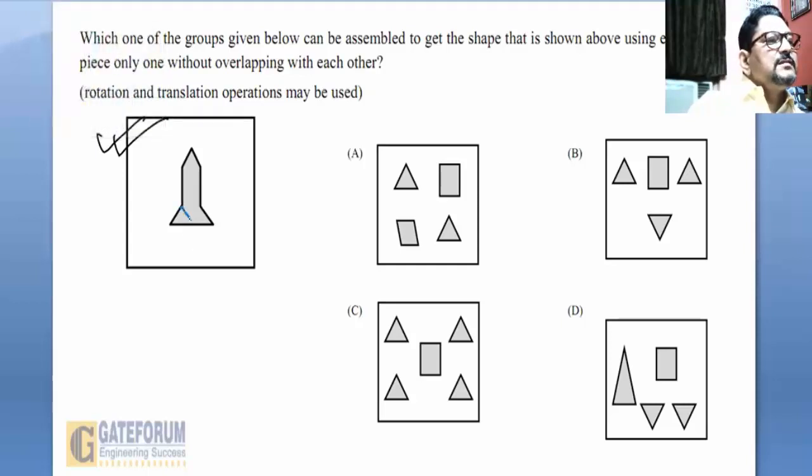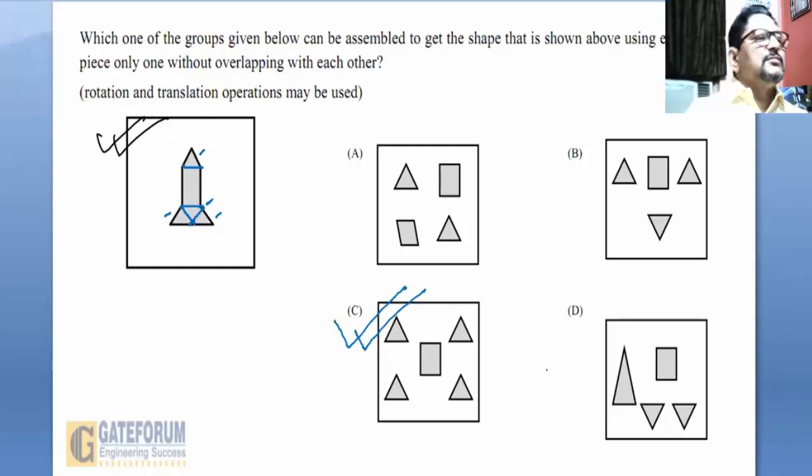See, if you notice this, this perfectly fits it. So, 1, 2, 3, and 4. And this rectangular. So, we can say option C.